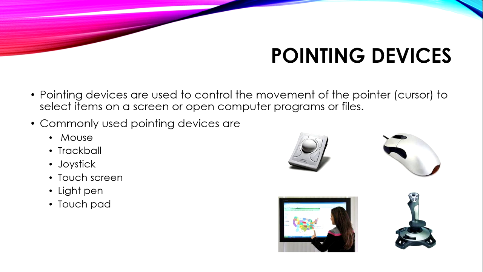The next one is touchpad. Touchpad is also a pointing device that can sense the movement and position of a finger on the pad. It is commonly used as an alternative to the computer mouse in a laptop. There are two buttons located above or below the pad, and their function is the same as a mouse.